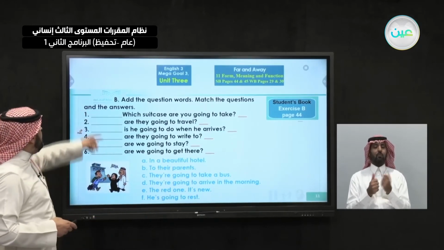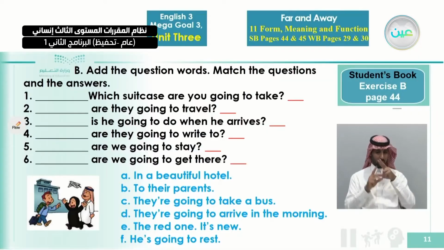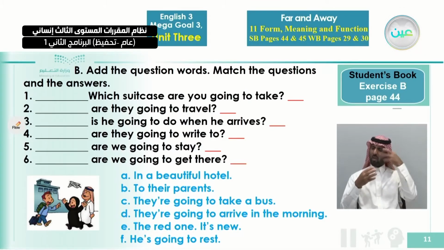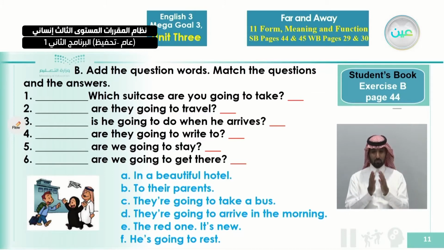The first one here. Now, look at the instructions. Add the question words, match the questions and the answers. You need to do 2 things. You need to get the right information question, the WH question, and also you need to get which question matches the right answer. We have a list 1 to 6, and another list from A to F. After choosing the WH question, you need to match the right answer. Look at the first one. Which suitcase are you going to take?